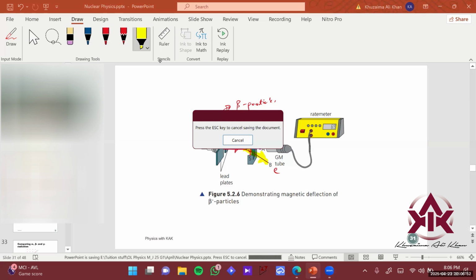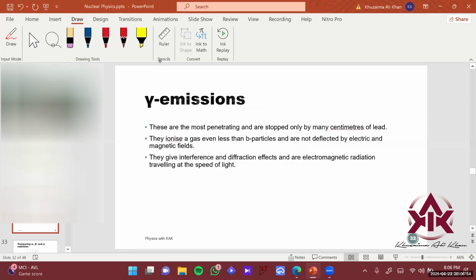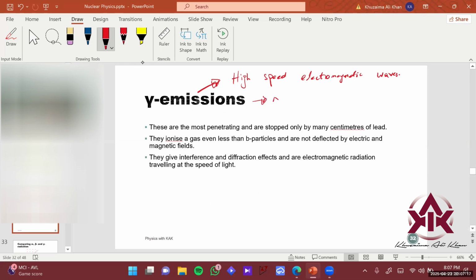Then we have gamma emission, right? So what are gamma emissions? These are basically high speed electromagnetic waves. It has no charge by the way. That is, it is neutral, right?